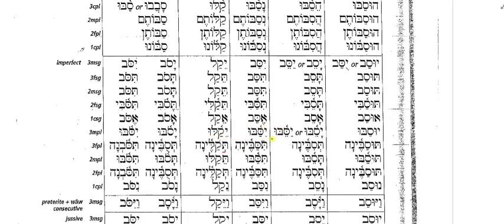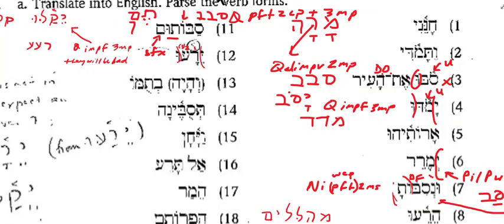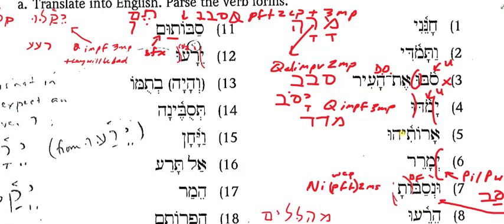Here's the nifal imperfect, yasabu. There's no holum over here. Here's the hifil and the hofal, none of which match the vowel pattern that we have. We don't see any holum theme vowels over here. So this is the only one that's a match for our verb form, yamodu. So this is a cal imperfect 3MP. So how will we translate yamodu? They will measure.